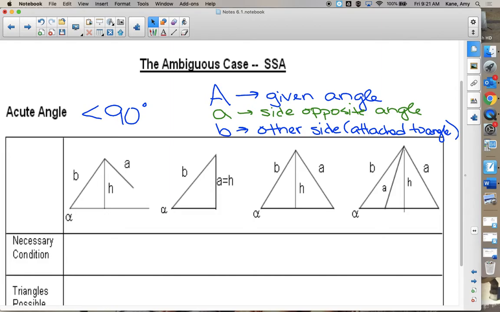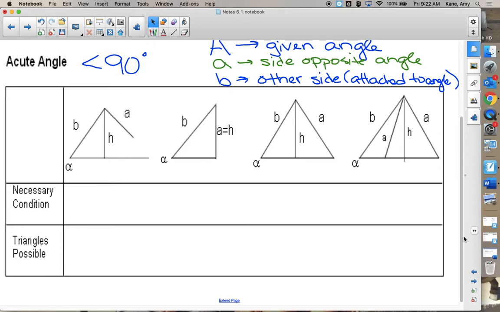The reason I want you to think about this is because the diagram uses side A, angle A, and side B, but it's not always going to be side A, angle A, and side B. Those can change as you saw in that worksheet. Think about alpha really being angle A. These are the 4 different triangles that we created yesterday, using the protractor and the ruler.